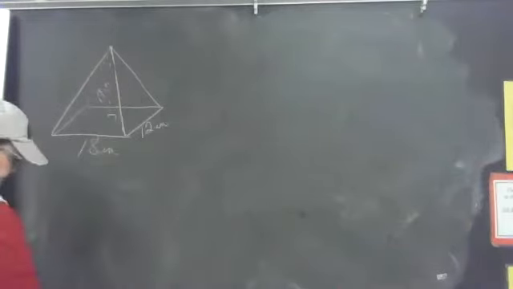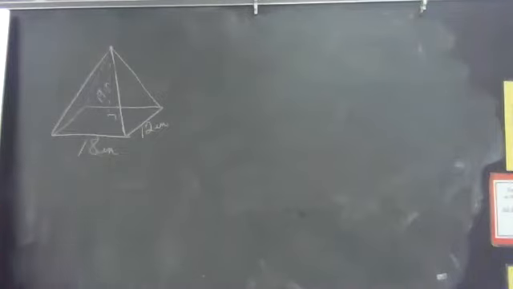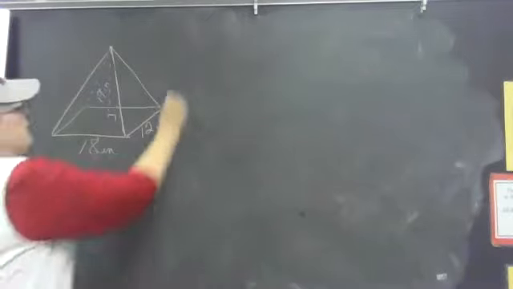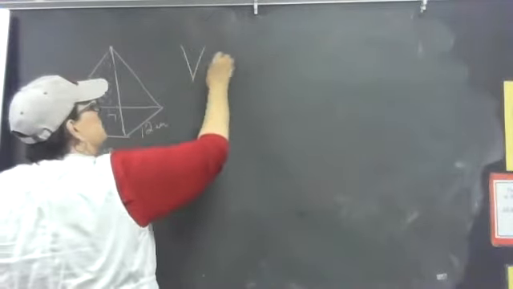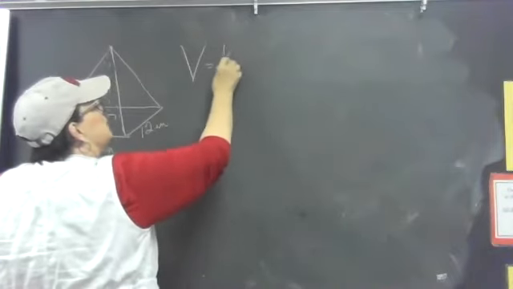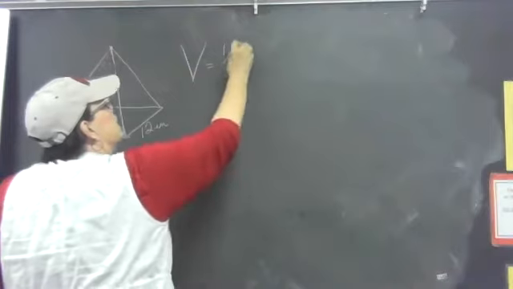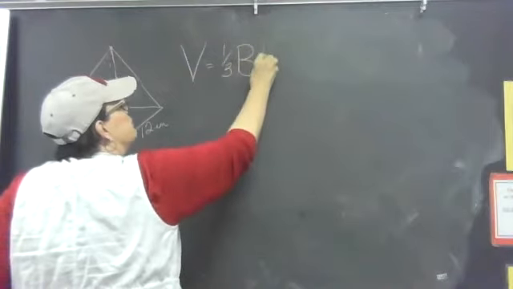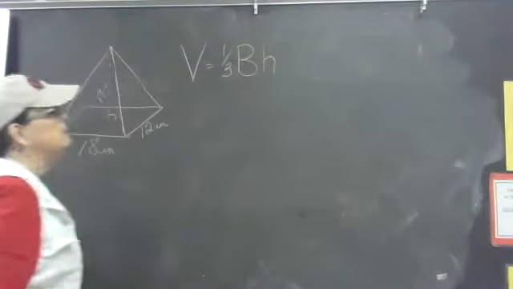All right. Now, even though they don't give you the area of the base, the formula is still the same. We want to find the volume of this pyramid. And so the volume of a pyramid is 1/3 the area of the base times the perpendicular height of the pyramid.